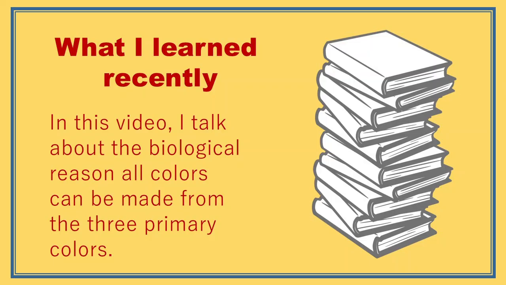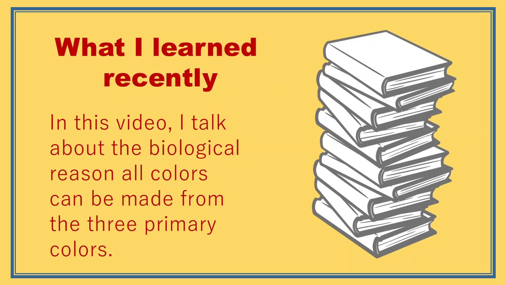So the brain has to put together the information from all three types of cone cells to deduce what color it was that the eyes saw. In other words, the brain uses the ratio of the intensity of signals from each type of cone cells to identify the color that we saw.